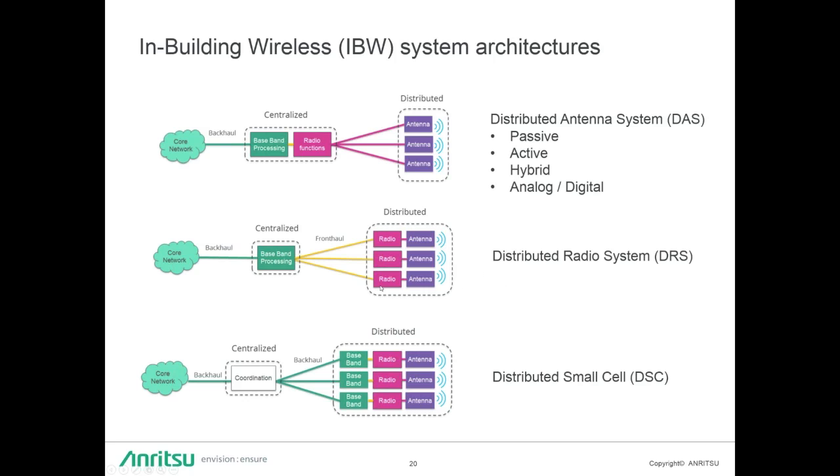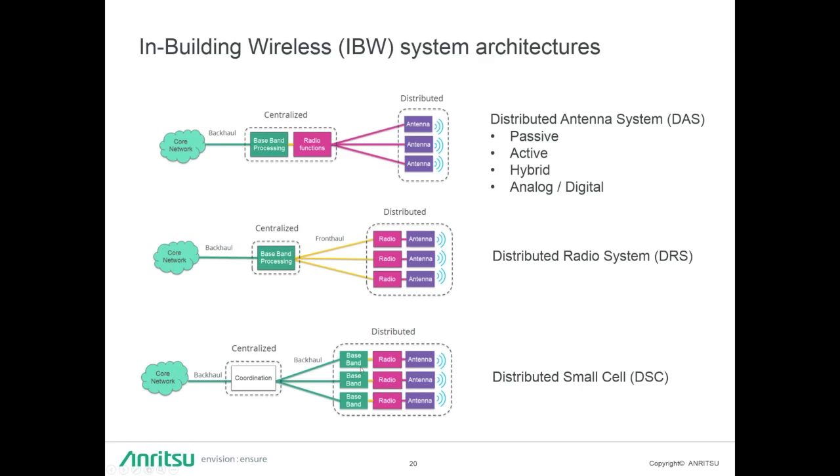The next type is a distributed radio system, and in this case, the baseband processing is centralized. However, the network equipment manufacturer's radio functions are distributed along with the antennas. In this case, we have a front haul link between the baseband processing and the radio. Typical examples of this type of system might be the Ericsson DOT or the Huawei LampSite solution.